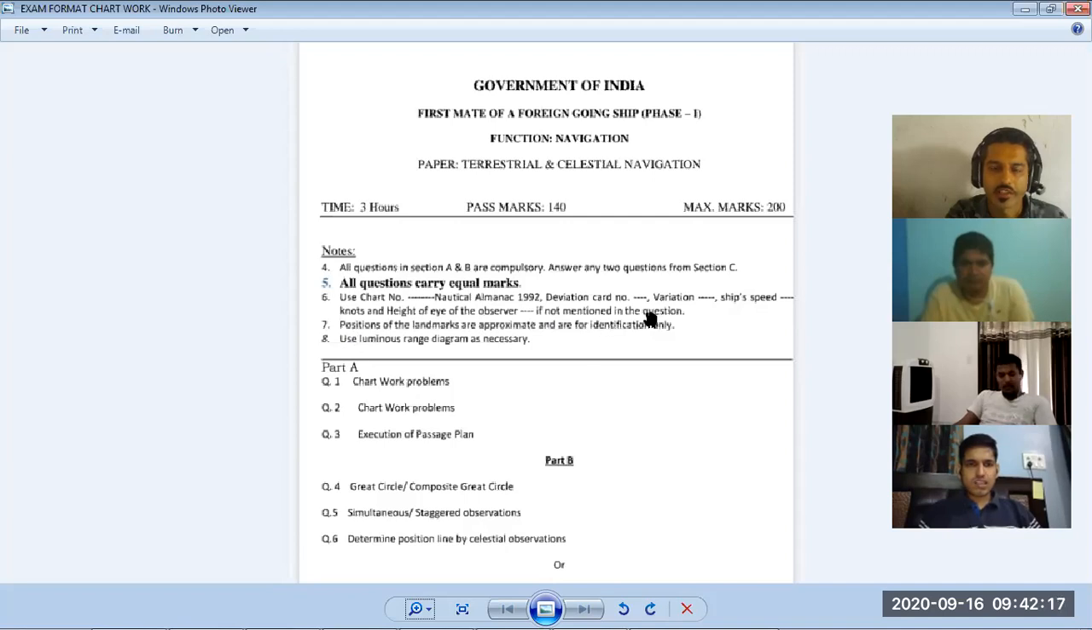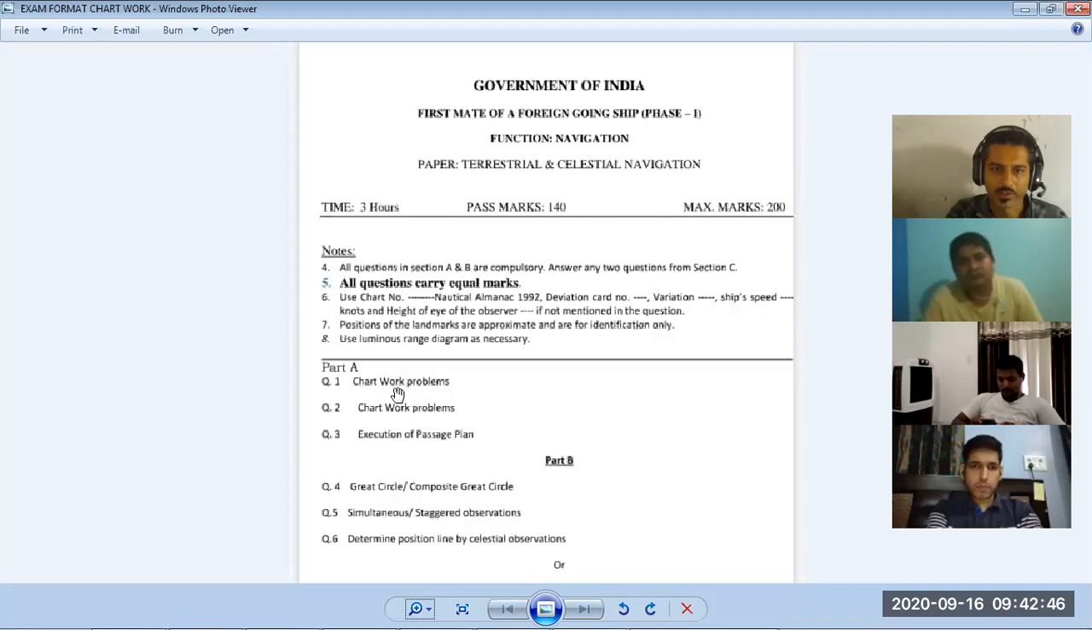Then height of eye of the observer for some sextant problems, if it is not mentioned in the question. So there can be different heights of eye. If it is mentioned in the question, you have to take that one, otherwise from here. Position of the landmarks are approximate and for identification only. So these charts are not 100% accurate, and a little bit answers also. That's why 10-15% error in the answers is allowed. Use luminous range diagram as necessary. So how and when do we use this luminous range, we will see.